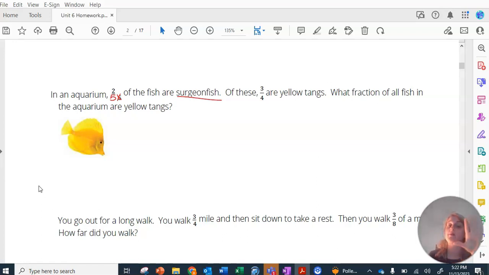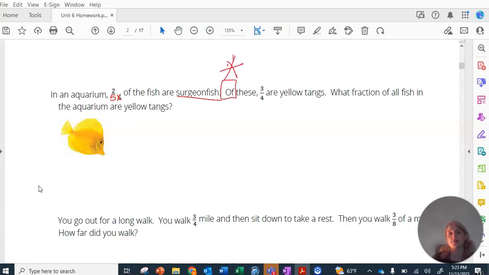Of these, okay, that means of the surgeon fish, 3/4 are yellow tangs. So that's like a type of fish, and 3/4 of that type of fish are yellow. Not all of the fish, not 3/4 of all the fish, but 3/4 of the 2/5. We need to remember this is such a powerful math word right here. Of means we are multiplying.